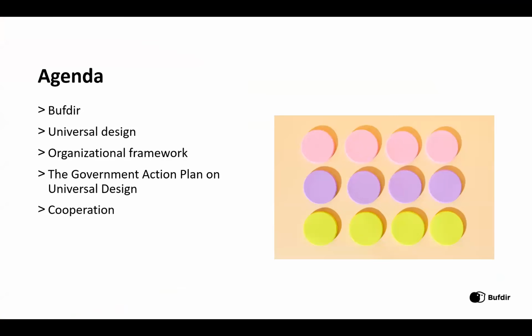So this is the agenda for today. First, I will talk a little bit about our role as the directorate responsible for equality and non-discrimination, as well as the other stuff I mentioned. Then I will talk a little bit about universal design in the Norwegian context, and then some on organizational framework, and I will finish with the government action plan on universal design.